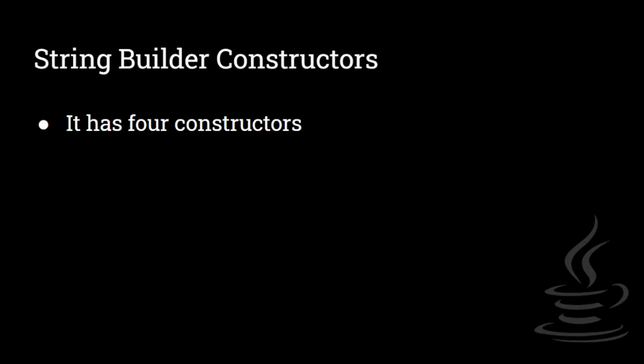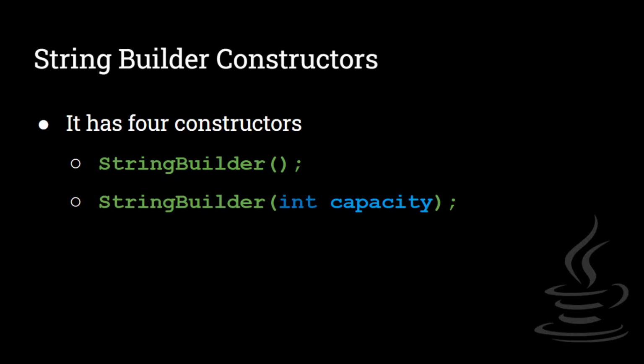String builder class also has 4 constructors. The first one is the default string builder constructor, which creates an empty string builder with an initial capacity of 16 characters. The second one is a parameterized constructor which creates an empty string and takes an integer argument to set capacity of the builder.